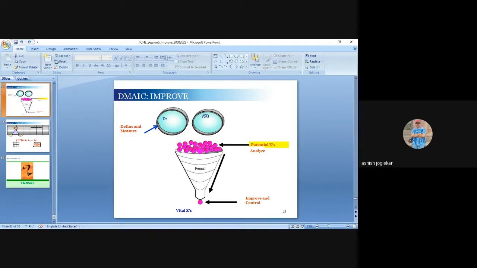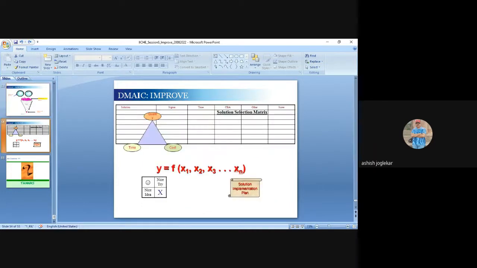Then we move to the control phase, that we will see next time, how control is taken and how you can sustain the improvement. So this is the improve plan. This is how you put the improvement plan. What is the solution? What is the sigma? What is the time? And other things. And what is the score?